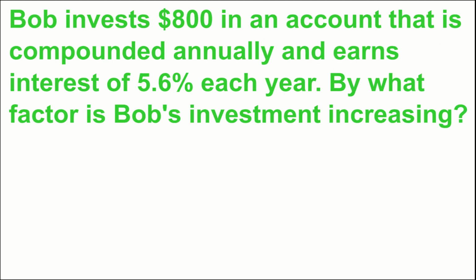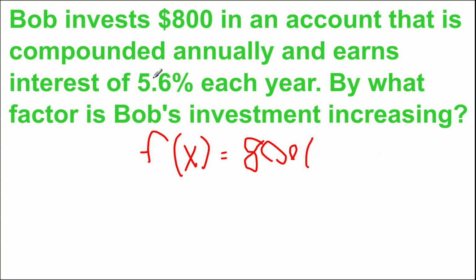All right, so now this is almost essentially the same type of question. This is a little bit different though. It's asking by what factor is Bob's investment increasing? So what we want to do, we're going to get our function. So we'd have f of x equals, we take the initial amount, and in the parentheses, we would add that to 100, right? Because it's increasing with interest. And we would change that to a decimal.